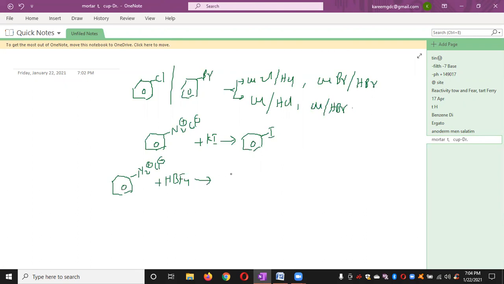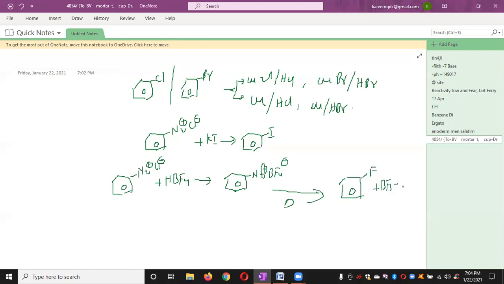When benzene diazonium chloride is treated with fluoroboric acid, initially we get a precipitate, like this one, with BF4 minus. It is a fluoroborate salt, and upon heating this fluoroborate salt, we get fluorobenzene along with BF3 and nitrogen gas. So this is fluorobenzene. That means all halobenzenes can be prepared by using benzene diazonium chloride.